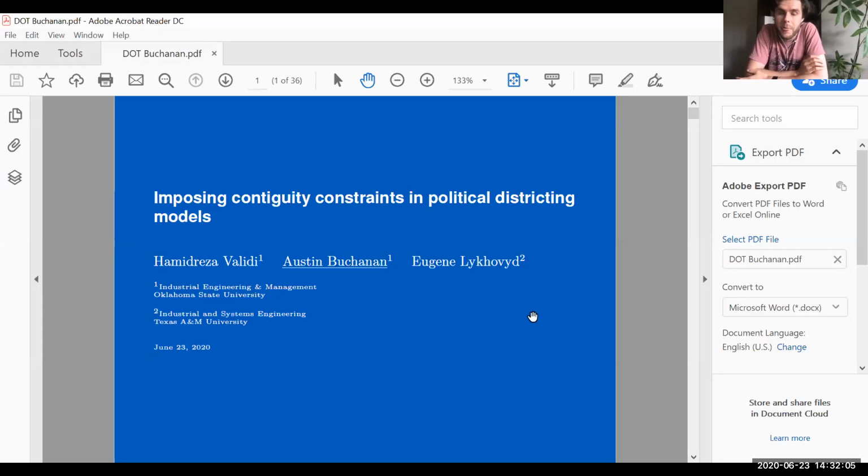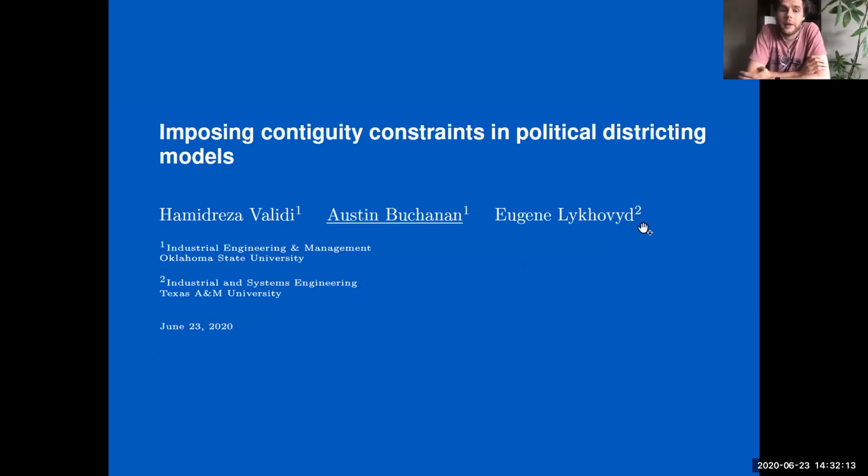Austin is currently an assistant professor of industrial engineering and management at Oklahoma State University. His research focuses on solving combinatorial optimization problems in networks, funded by the NSF, including a CAREER Award. He currently serves as an associate editor for the journals Networks and Optimization Letters, and a member of the council for the INFORMS section on telecommunications and network analytics. He has published in journals including OR, INFORMS Journal on Computing, Math Programming, MPC, Networks, and others. So without further ado, I'm very happy to have Austin talk about his work on political districting. Take it away.